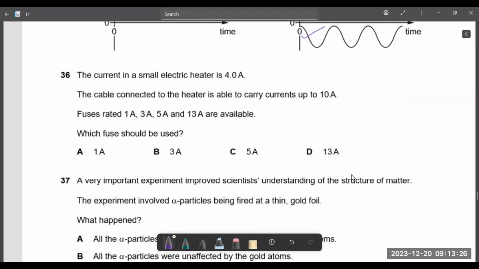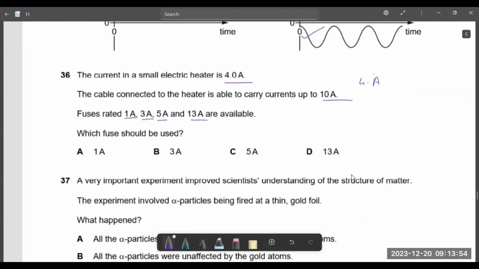The current in a small electric heater is 4 amps. The cable connected to the heater is able to carry current up to 10 amps. Fuses rated 1 amp, 3 amps, 5 amps and 13 amps are available. Which fuse should be used? Here, two ratings are there. We need to protect the heater, which is of rating 4 amps.